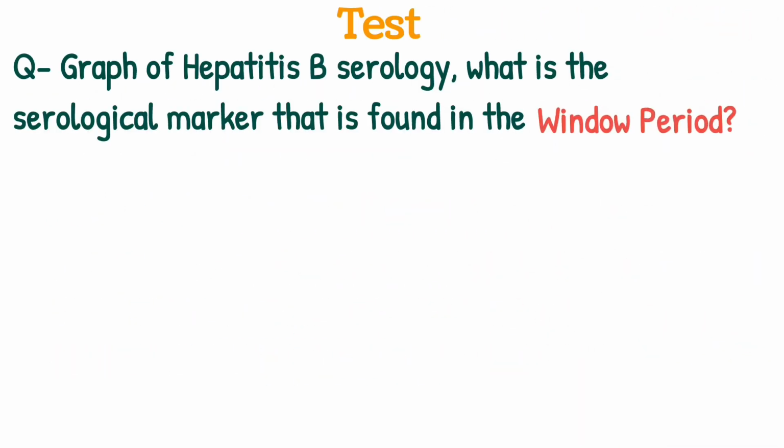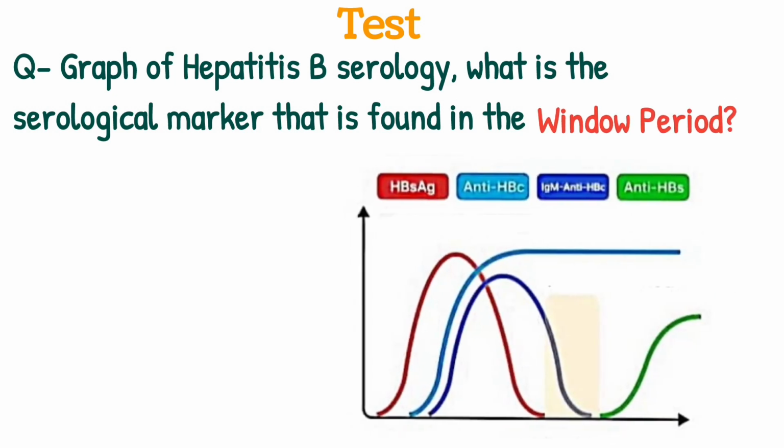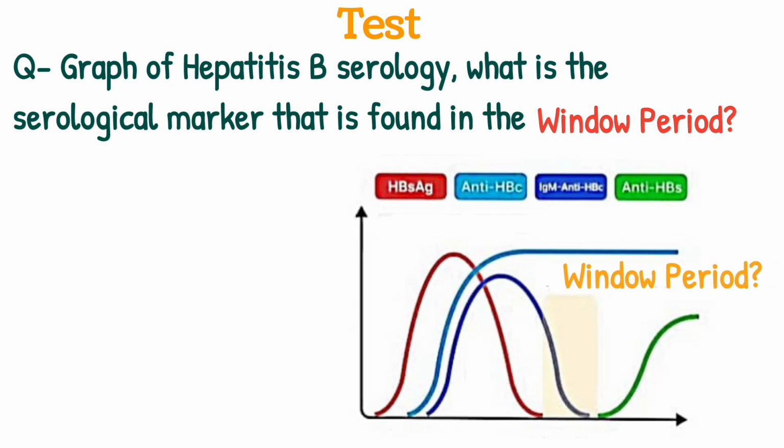The catch point is window period. See the graph below. The dark blue curve, which shows hepatitis B core antibody, is present in the yellow box showing the window period. So the correct option is D.